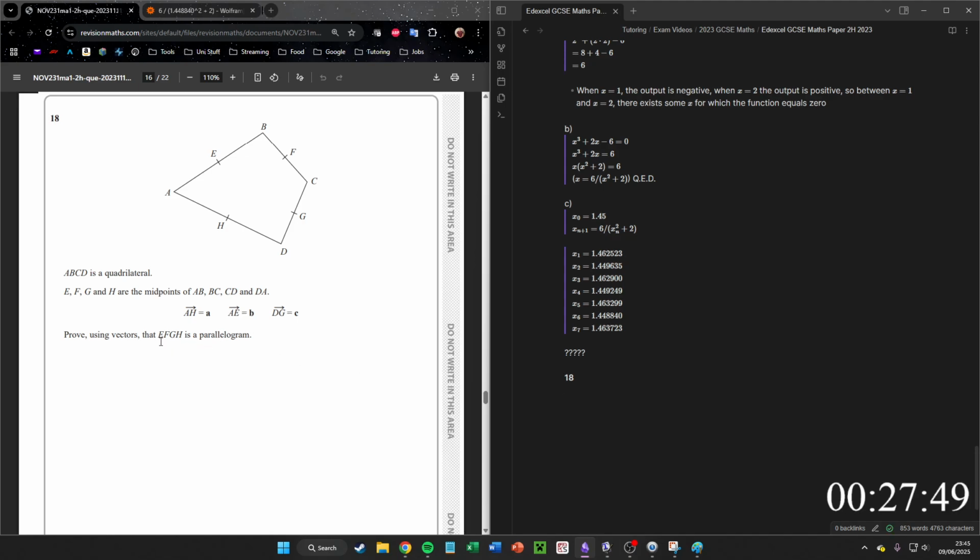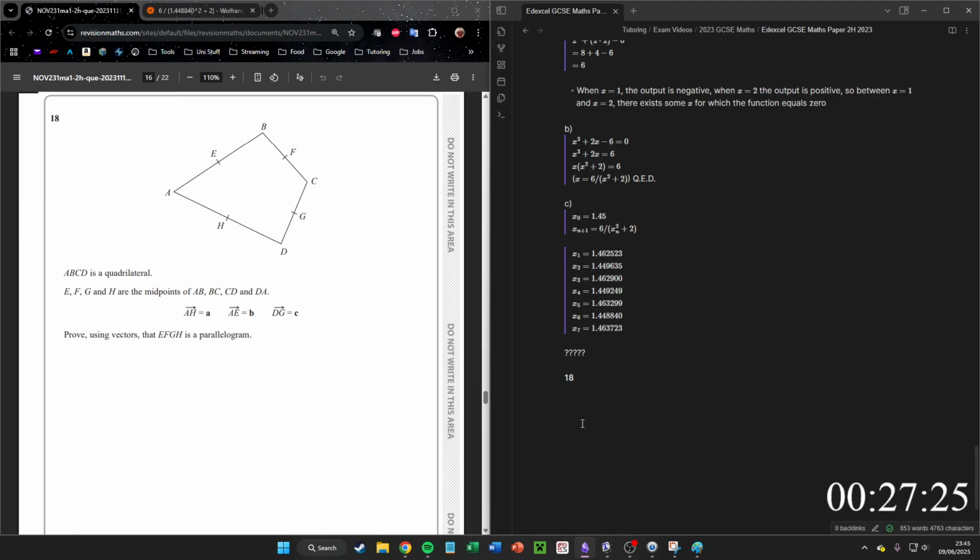ABCD is a quadrilateral. E, F, G, and H are the midpoints of AB, BC, CD, and DA. AH is a, AE is b, and DG is c. Prove using vectors that EFGH is a parallelogram.